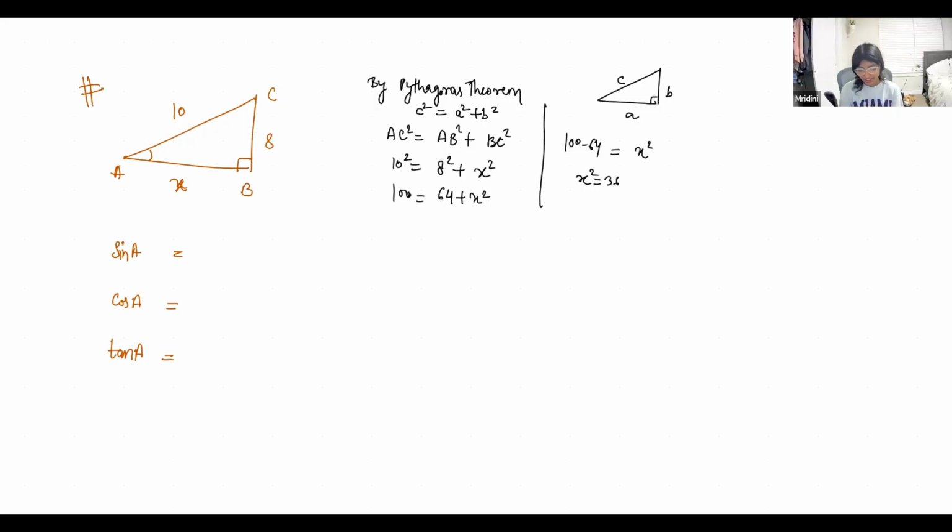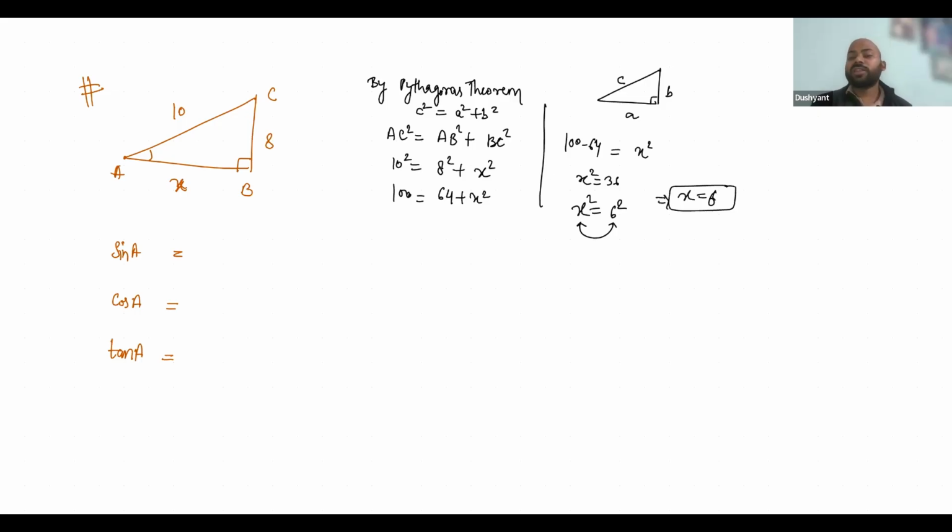No, no, no. We need to take the square root. Square root of 36 means that 36 is actually 6 squared, correct? So we can write down x squared is equal to 6 squared. Square and square, so the base will be the same. That is my x. X should be 6 from here.